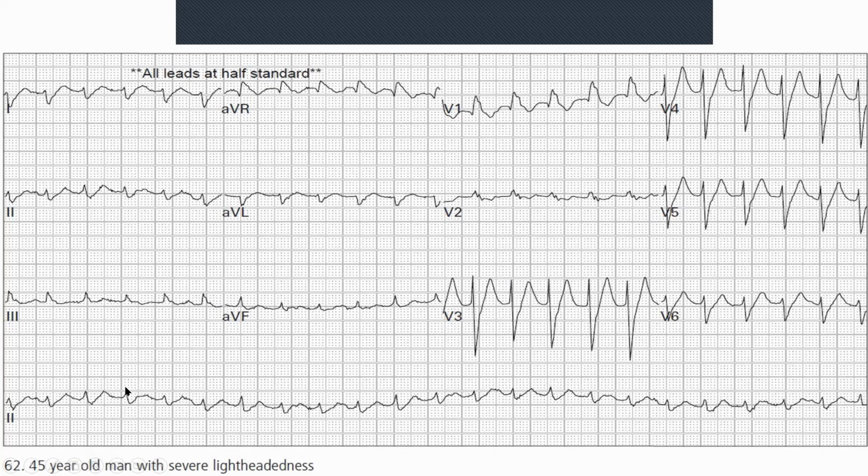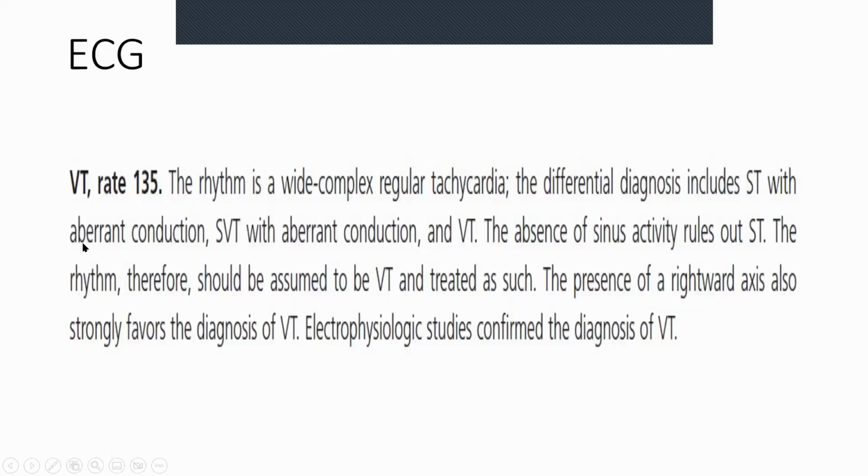The important part is the fact that we have now a patient with ventricular tachycardia and severe lightheadedness. All right. So do you think this is a stable patient, an unstable patient? That's what you need to ask yourself. And that's what we're going to talk about in the next little while. So we've got a ventricular tachycardia. They've put the rate at 135. So it's a relatively slow ventricular tachycardia.